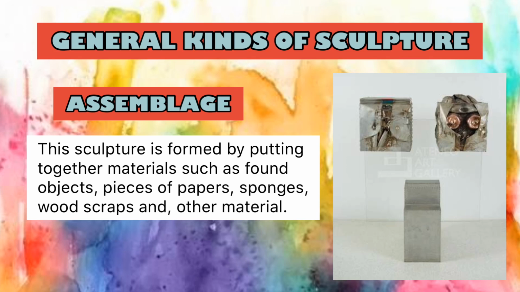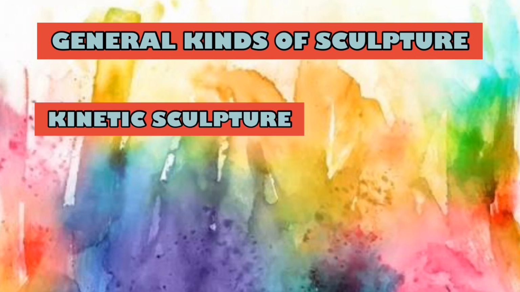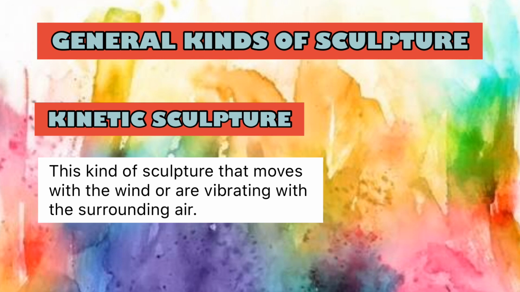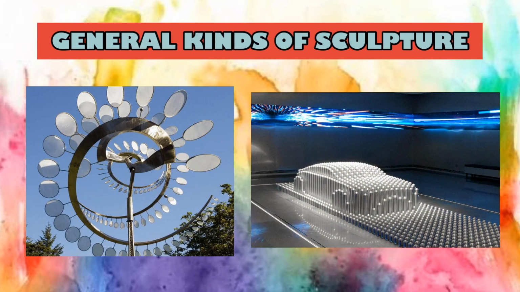A good example of this is Lamberto Hechanova's Man and Woman. Next, we have the kinetic sculpture. This is considered as a sculpture in motion because the entire sculpture or some parts of the sculpture are moving with the wind or are vibrating with the surrounding air. So here are examples of the kinetic sculpture.